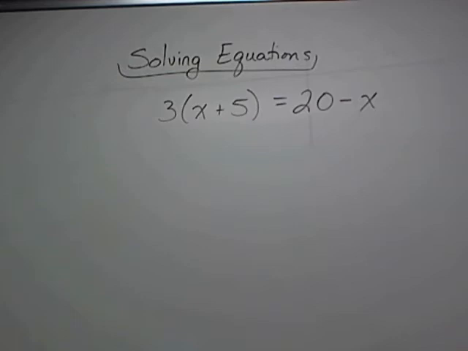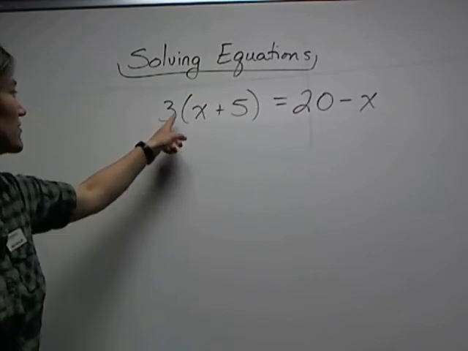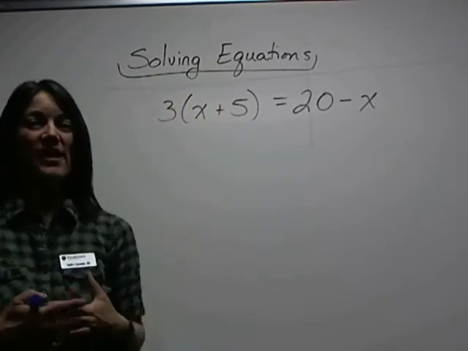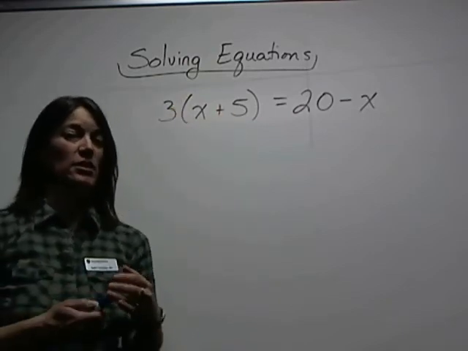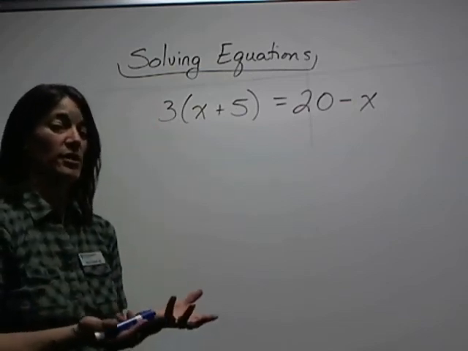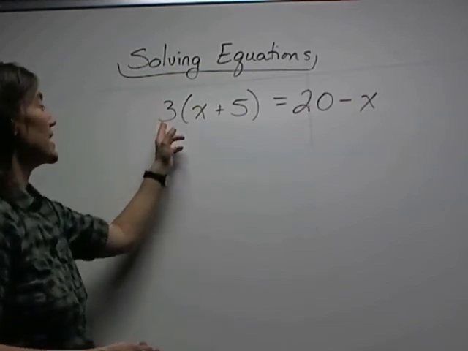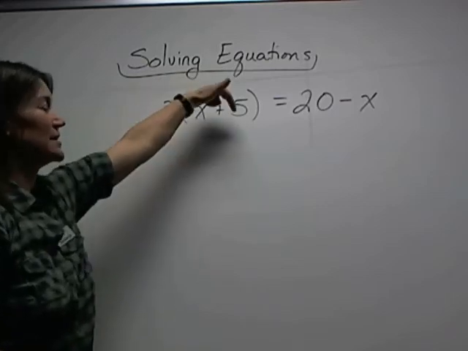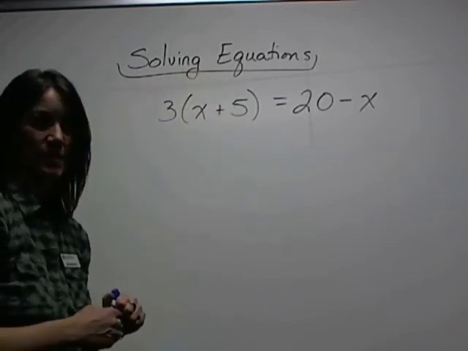Now this problem is a little bit different than our last ones. If you notice, we have parentheses in this problem. Parentheses are there for a reason. If we look at it, we have a number that's in front of the parentheses. That indicates multiplication. So to actually do our multiplication, this is called the distributive property or the distributive law. We need to take the 3 and multiply it to every term inside.